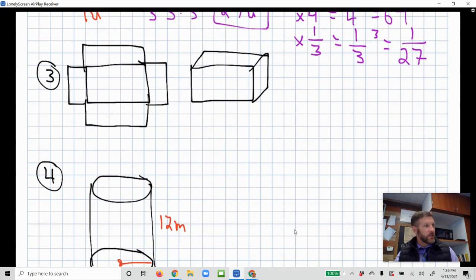Okay, number 3, just talking about units. How do the units of volume compare to the units of surface area?